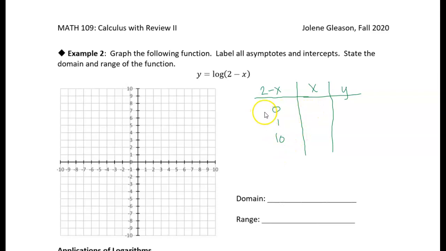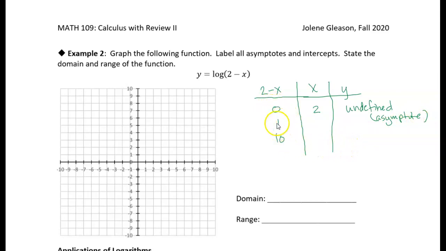All right. So if 0 is my input to the log, but that's equal to 2 minus x, right? Then x would have to be 2, right? That x value of 2 gives me a 2 minus x that's 0, and the 2 minus x is the input to the log. So that is undefined. Okay, and so I know there's the asymptote there, because I can't actually evaluate the log of 0.